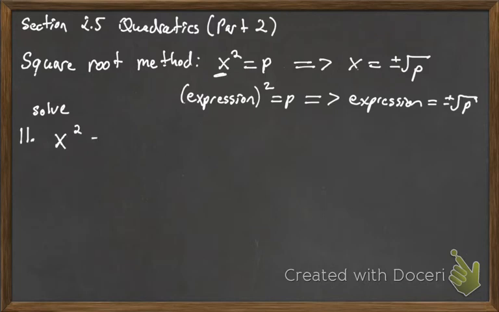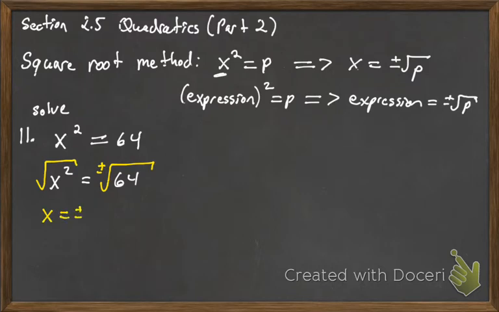Okay, so we're going to go ahead and solve using the square root method, and we're going to have x squared is equal to 64. So we're going to undo the squares. We're going to take the square root of both sides, and don't forget your plus and minus. So x is going to be equal to plus and minus 8.